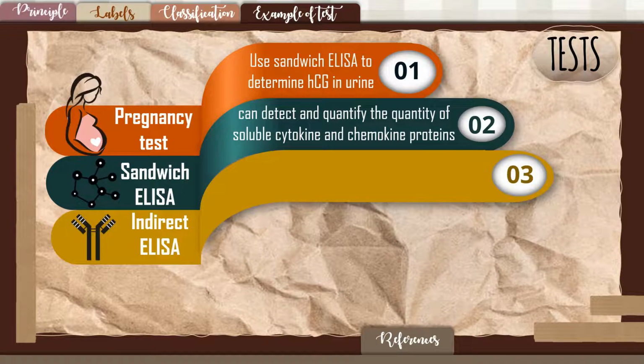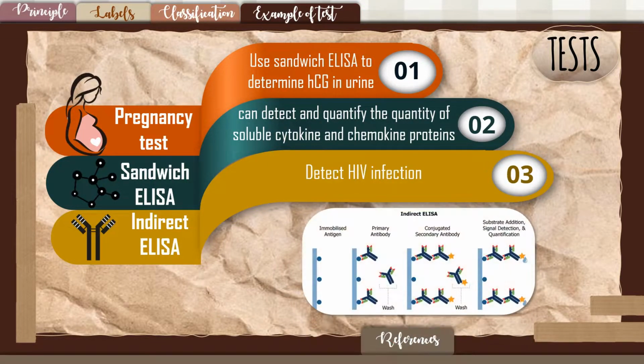Finally, indirect ELISA can be used to detect HIV infection. For example, the HIV antigen peptides are attached to a well in a 96-well plate and the analysis begins. If the patient has HIV, anti-HIV antibodies attach to the antigen and are recognized by the second antibody enzyme conjugate.